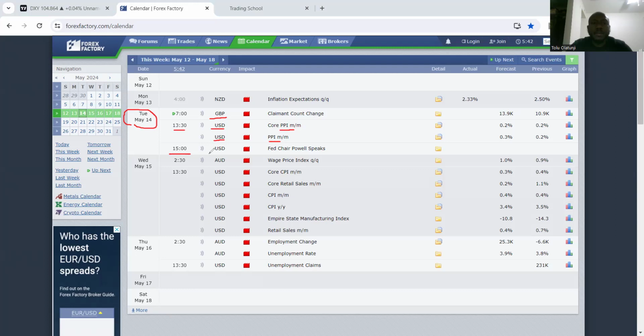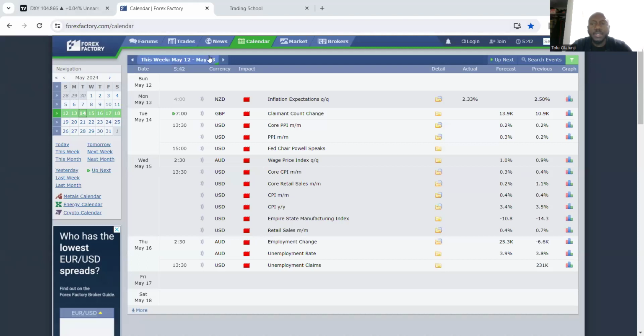And then by 3 p.m., also for the USD, we have Fed Chair Powell on the wires going to be giving a speech. There's something that usually happens, if I'm not mistaken. Most times we have the CPI data release before the PPI, meaning that the consumer price index comes out on Tuesday, and then the producer price index comes out on Wednesday. But notwithstanding, we need to pay attention to what we have right in front of us.